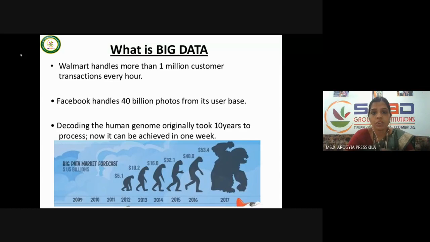So when you want to store large data, you need a large amount of space, so that the data can be processed and then analyzed. For this purpose, you move to big data.